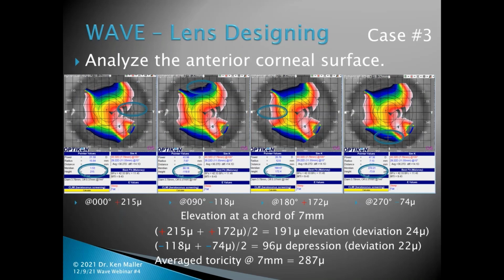And we have an average toricity of about 287 microns. So that's a very, very large difference between the steep and flat areas at 7mm. And again, it's only at 7mm, not further out.